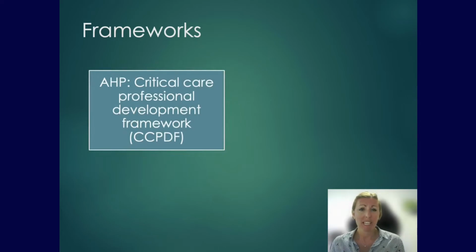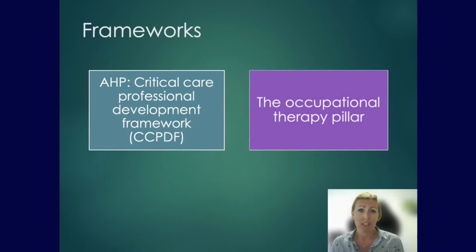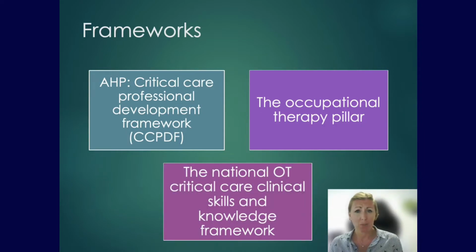The AHP CCPDF is the overarching document. You should use this initially to benchmark yourself against the self-rating tool prior to using the OT specific pillar. The descriptors of the OT pillar are quite broad due to the variability of the critical care units nationally, and the descriptors can be interpreted within the relevant setting. Coming soon will be the National OT Critical Care Clinical Skills and Knowledge Framework, which will be specific learning outcomes for clinical practice within critical care.